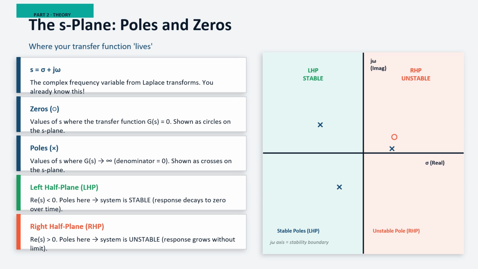Now very important: the left side is the stable region, the right side is the unstable region. So if a system has poles on the right side, it is unstable. The imaginary axis is the boundary. Understanding this plane is very important for Nyquist analysis.